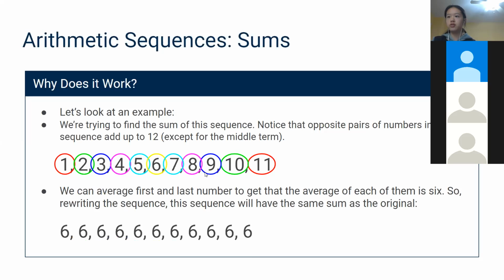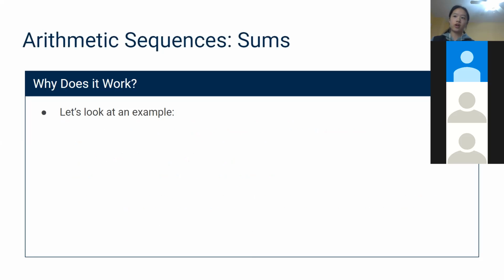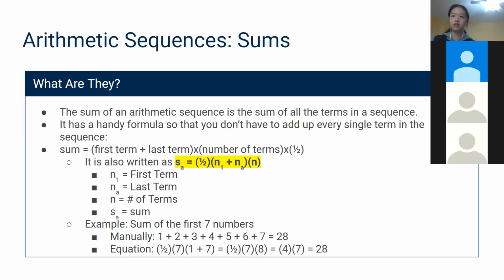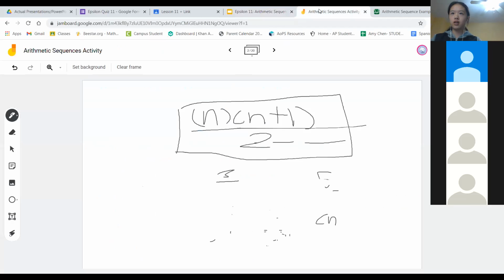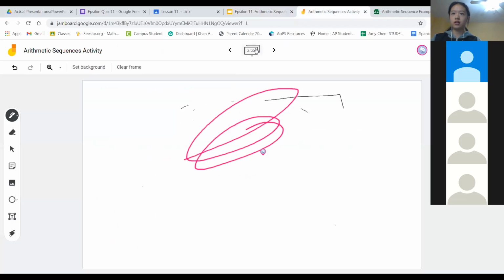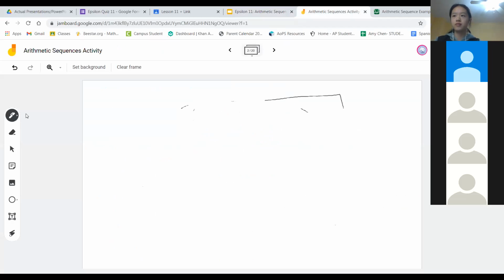Hold on. Sorry. Do you not understand why the formula works, or do you not understand the formula itself? How to use it. Okay, that makes sense. We can show that. Move to the Jamboard. I think it's the easiest to work with. Okay, I'm sorry. I'm gonna add another slide. Oh, we can't add another slide.